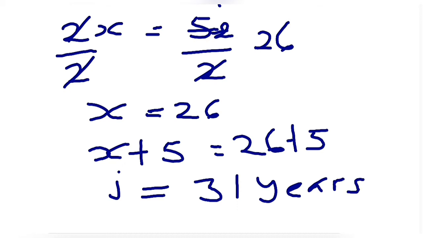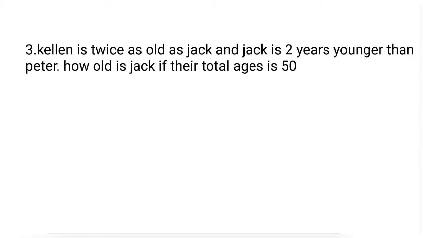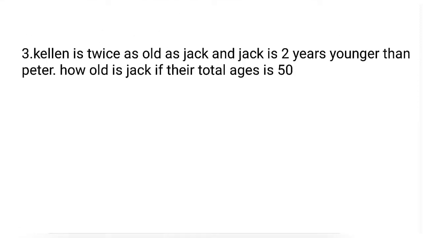Let us go to another example, number 3. Number 3 is saying that Kellen is twice as old as Jack, and Jack is 2 years younger than Peter. How old is Jack if their total ages is 50?